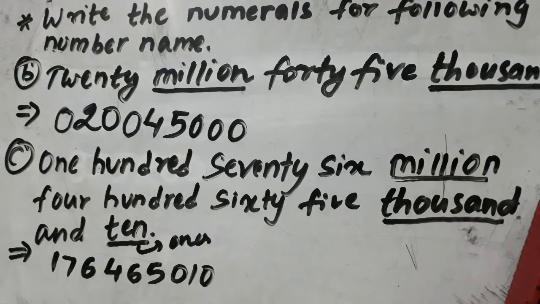465,010. Period of ones, period of thousand, period of million. Ones, thousand, million. Each period has got 3 places.